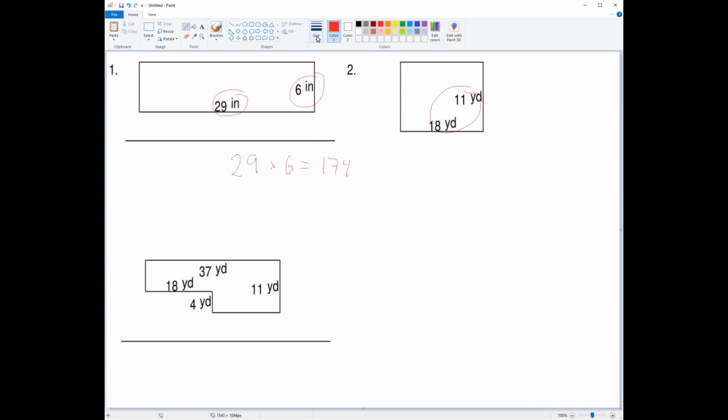Okay, now for the next one. This one is different. It's not a square. It's not a rectangle because this bit down here has been removed. So we can't just say base times height, which would be 37 and 11, because that would include this bit there. So there are different ways to do this.